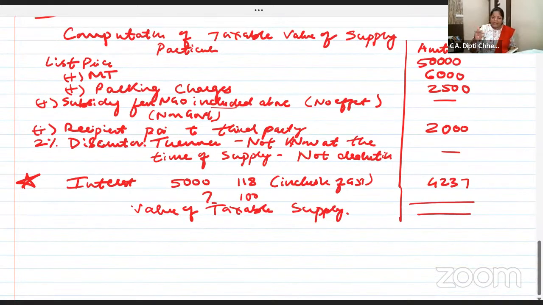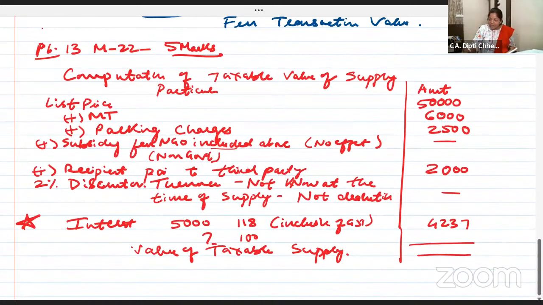Ma'am, why didn't you do 118 and 100 for others? Because all the others were exclusive of GST. Interest is inclusive. तो उसको भी exclusive करेंगे तभी तो you will get the value of supply. So 50,000 plus 6,000 plus 2,500 plus 2,000 plus 4237. That's coming to 64,737. 64,737. Ask your doubts, the reason of doing it, and is this 5 marks worth it or not?